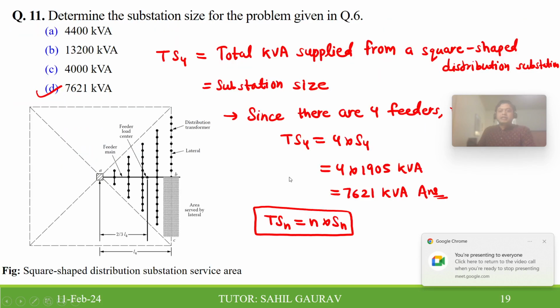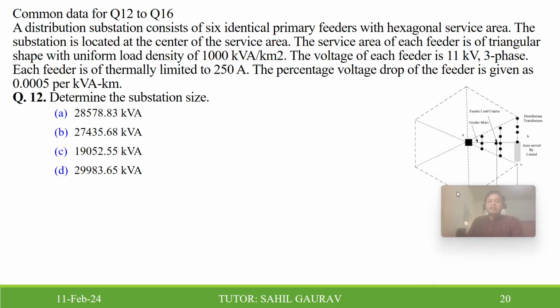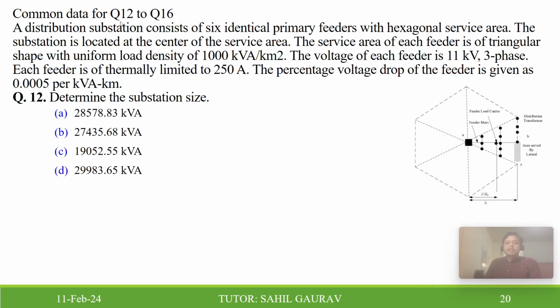Now let us move to the next problem. Questions 12 to 16 are related problems, and this is the last of the numerical type problems. So in the previous problem we solved for a square shaped distribution substation. Now in this problem we are going to solve for a hexagonal shaped distribution substation. I am putting the figure here, but this figure may not be in your exam. I am just putting it so that the things will be clear to you.